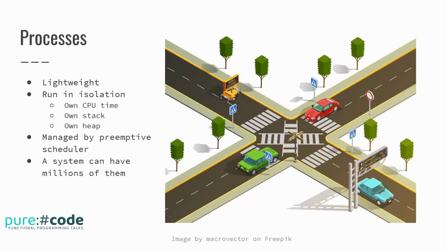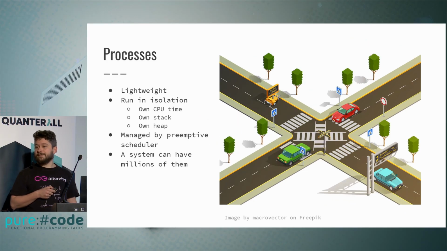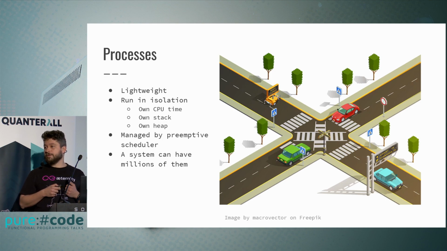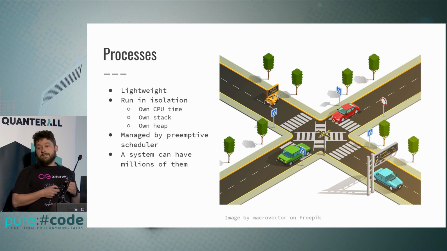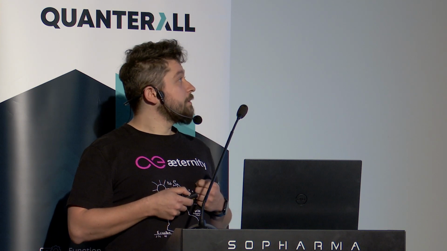So, processes. I don't know if we had discussed that once or twice today, but Erlang loves processes, and they are lightweight, and they run in isolation. They have their own memory space, so no other process can corrupt a certain process's memory. Only the process has access to its memory, which is great. They're provided their own CPU time, and Richard already talked about the preemptive scheduler.